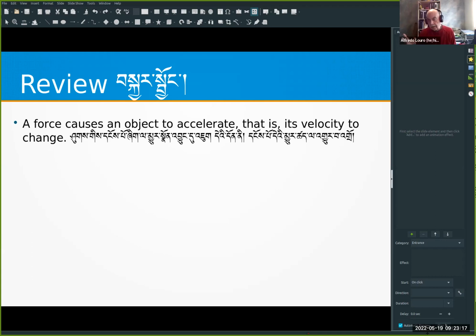And again, any change in the velocity is an acceleration. The object can be speeding up, it can be slowing down, that would be a change in the speed, or it can be changing direction, it can be turning. So that would be a change in direction, that is also an acceleration. So a force will cause an acceleration.